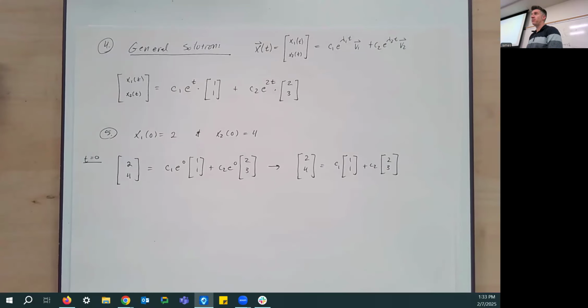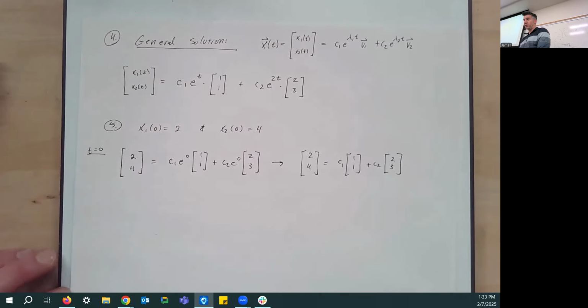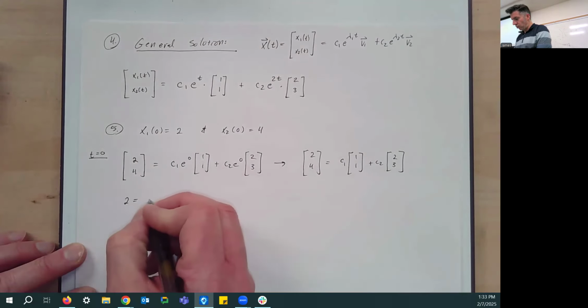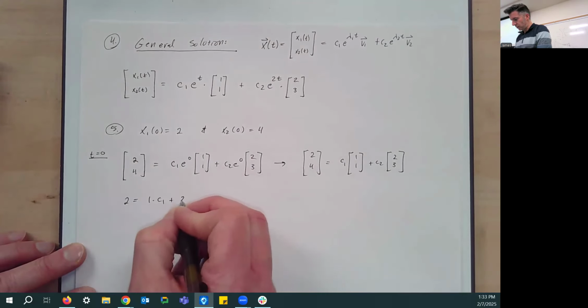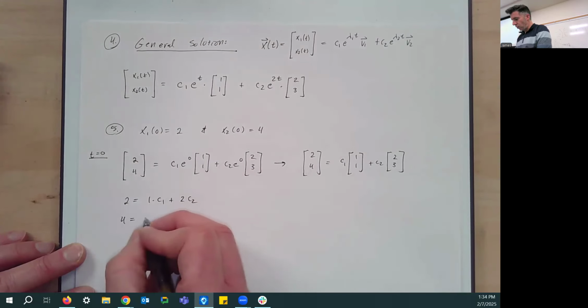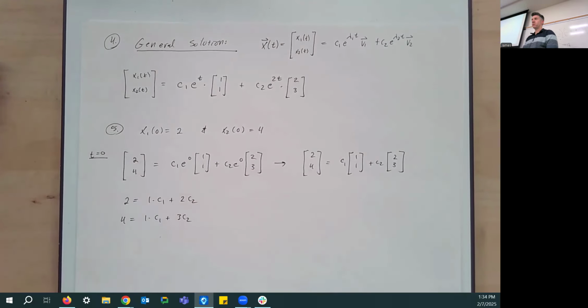I'll talk about 2 of them. So the way that probably might seem the most straightforward is just to write out the 2 equations. One equation is 2 equals 1 times c1 plus 2 times c2. And the second equation is 4 equals 1 times c1 plus 3 times c2. Right, just looking at each row kind of separately.